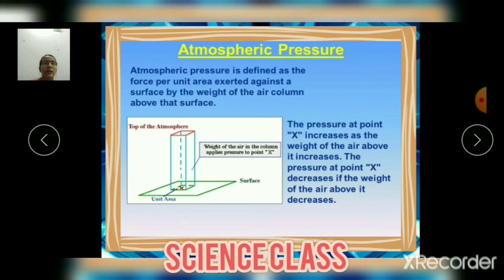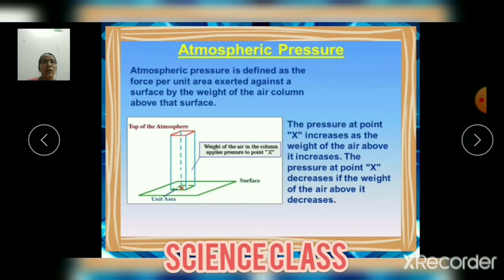It can also be defined like this: the force per unit area exerted against a surface by the weight of the air column. The force is created by the air. The pressure at the point x, you can see here, can increase or decrease. How it increases or decreases depends on the air which is present in this column. Clear students?